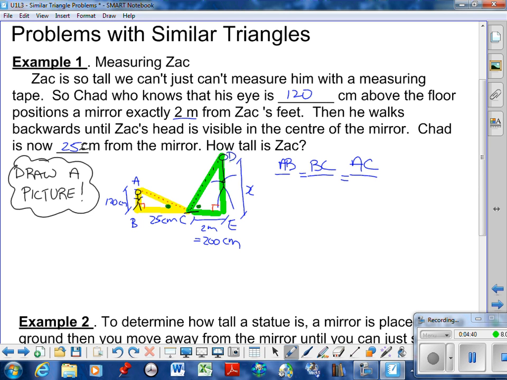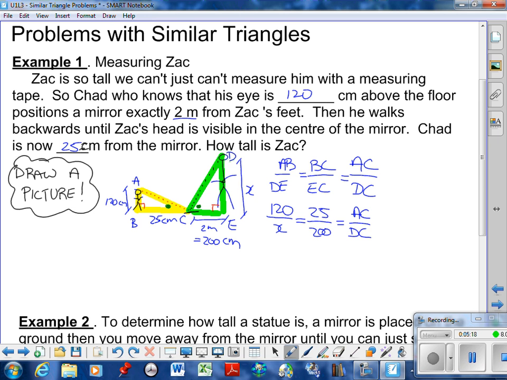Okay, so I've set up the Chad triangle. Now, if I go to the Zach triangle, AB matches up with DE. BC matches up with EC. And finally, AC matches up with DC. All right, fill in my information. So AB is 120. DE is my unknown, so that's good, that's what I'm looking for. BC is 25. EC is 200. I don't know anything about AC, and I don't know anything about DC.